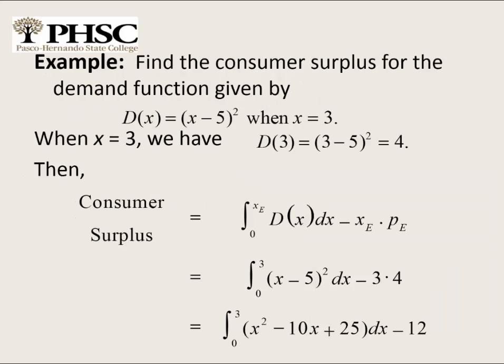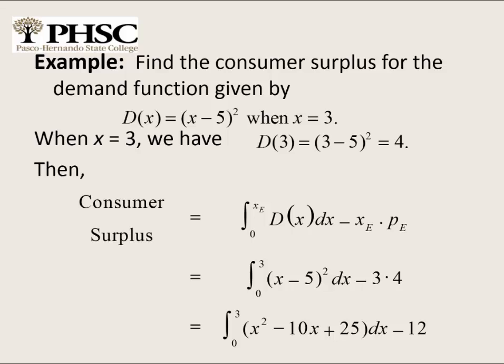So, for example, find the consumer surplus for the demand function that's given by d of x equals (x minus 5) squared when x equals 3. When x equals 3, d of 3 is equal to 4. So we have our points: x is 3, and your y, or your price P_E, is $4, and your quantity is 3.